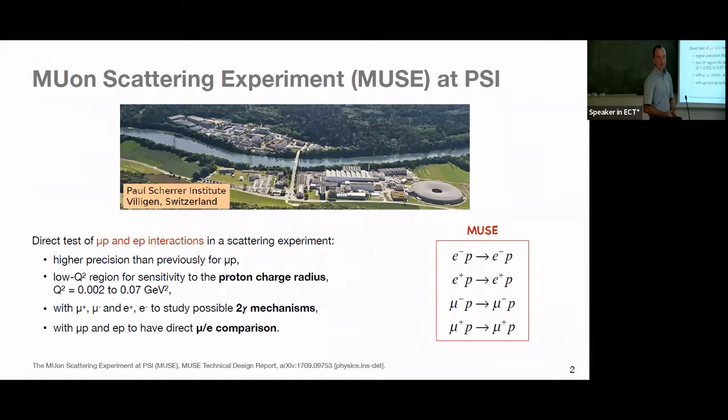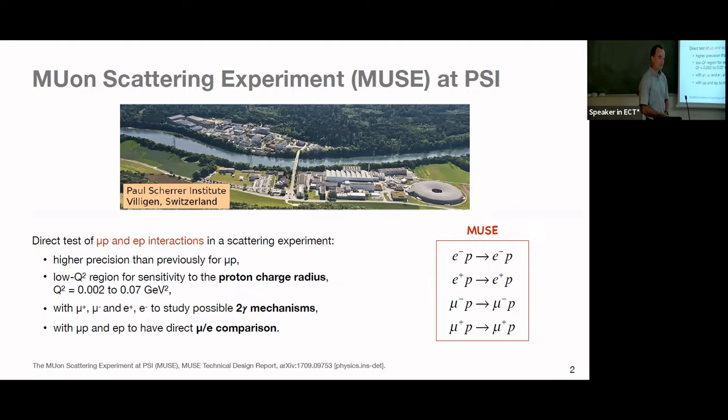So as briefly was discussed earlier during this workshop, MUSE is an experiment at PSI. The purpose of this experiment is manifold. It was originally motivated by the desire to measure precisely the proton radius, the charge radius of the proton. The experiment will measure several reactions. It will measure the elastic electron-proton scattering, and it will do that for positively and negatively charged particles. And it will do that for the muons, muon-proton scattering.